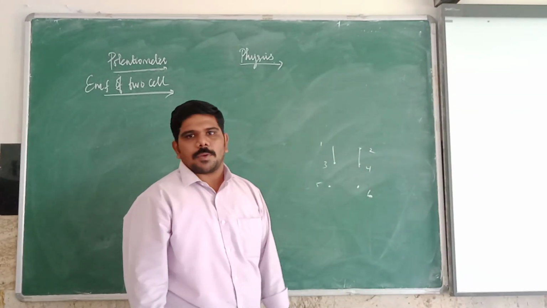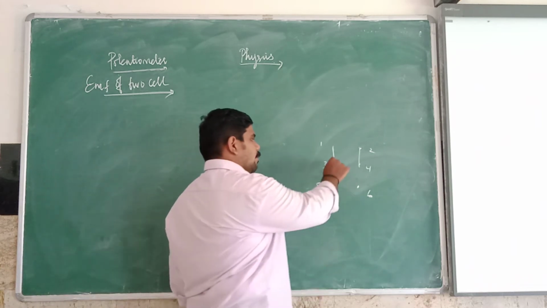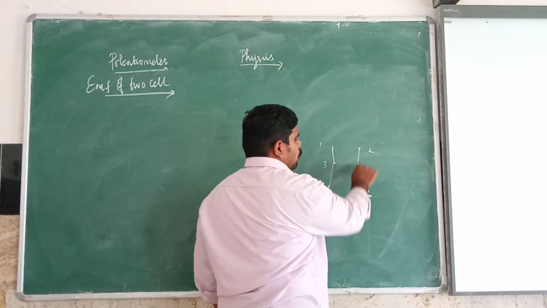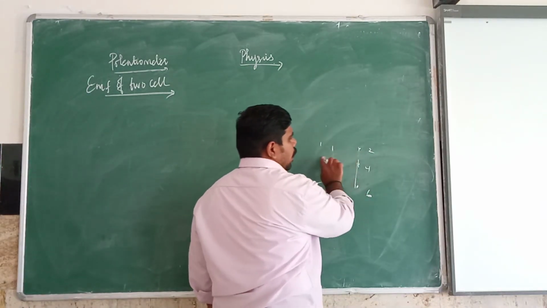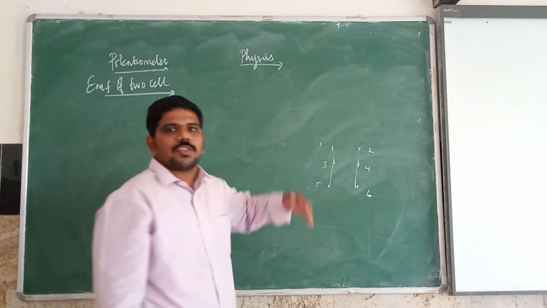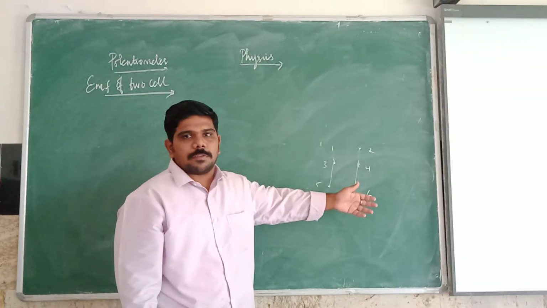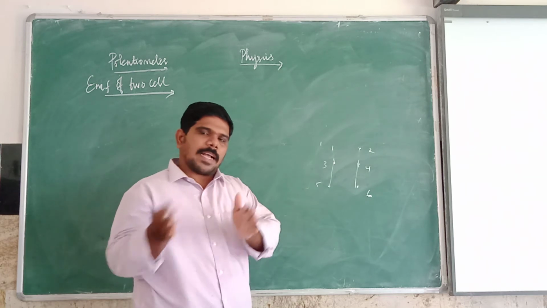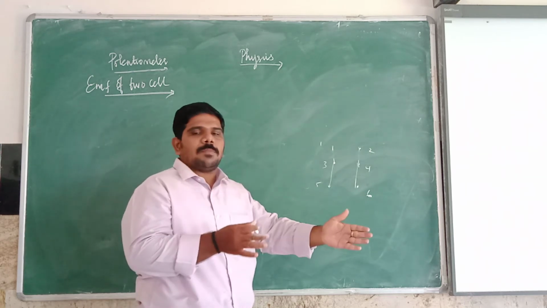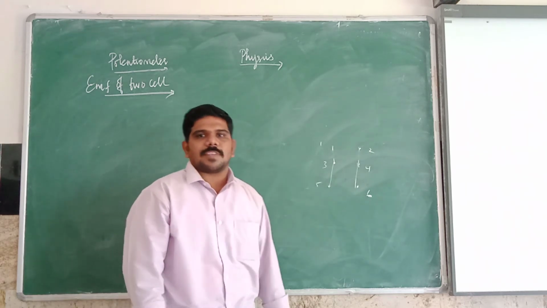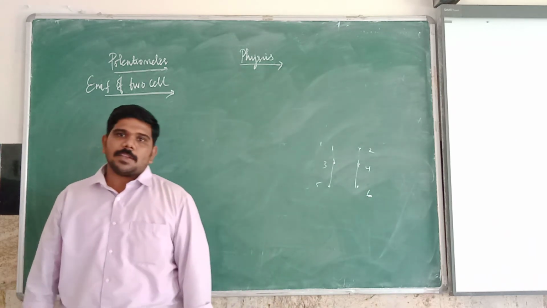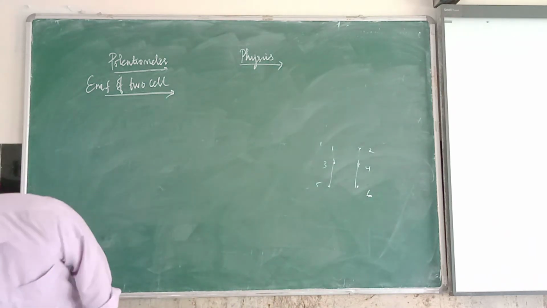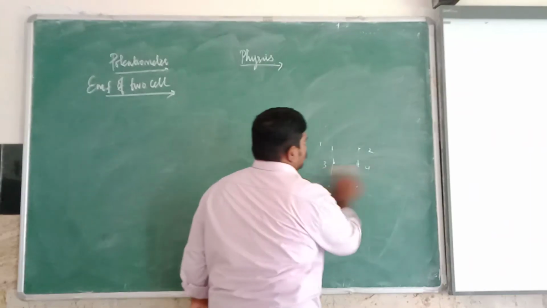At the same time, when terminals 3, 4, 5, 6 are connected to the circuit, the terminals 1 and 2 are thrown away from the circuit. This is the DPDT switch. When one double pole is connected to the circuit, the other double pole is thrown away from the circuit. The switch is called the DPDT switch. Okay, clear?